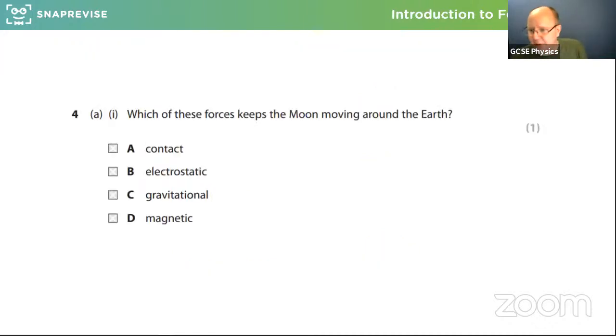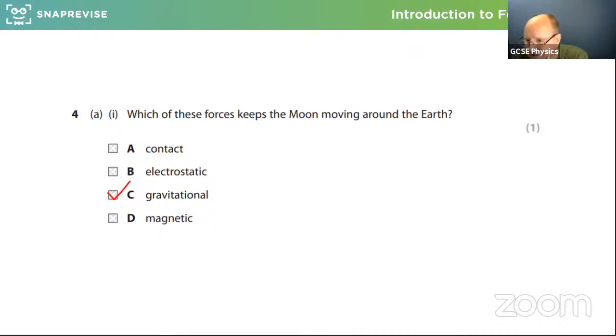Okay, let's have a look at a few questions. Thank you, Robin, as well. And Josie and Janital. A few names I've not seen there before. Okay, 4A1, which of these forces keeps the moon moving around the Earth? So the boss is saying C. Do we agree with the boss? Is it a contact force? Is it electrostatic force? Is it magnetic, or is it gravitational? Yeah, brilliant. So you're all coming up with C, people who are putting their answers in the chat there.